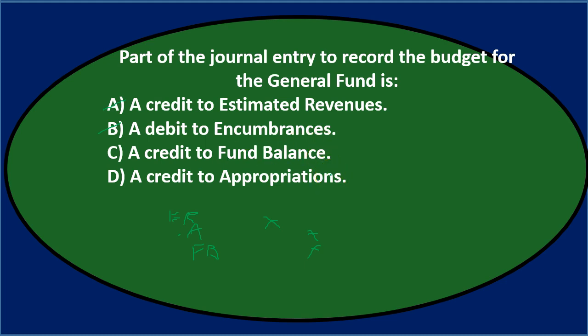appropriations were greater than the revenue. Then we might have a debit to the budgetary fund balance if it's possible. So we're going to say that D would be the proper answer, final answer. Part of the journal entry to record the budget for the general fund is D, a credit to appropriations.